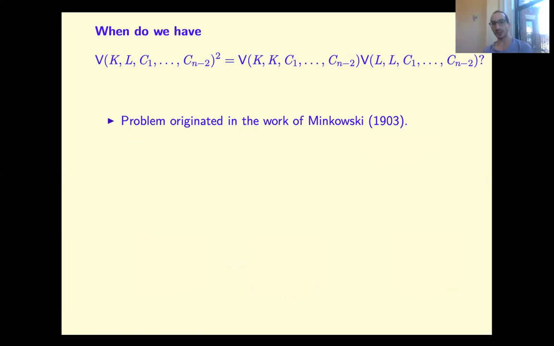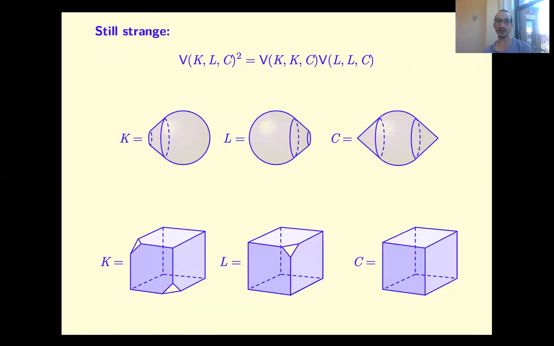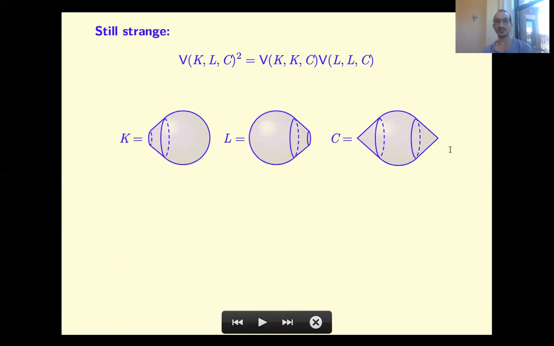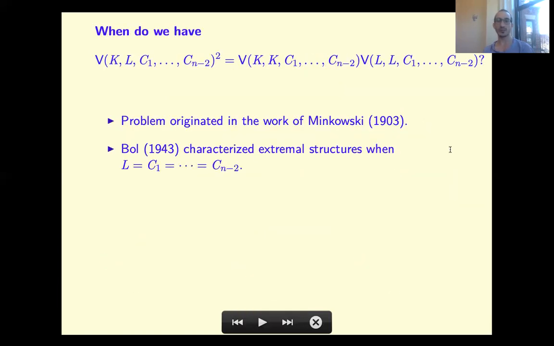So the general question that we're interested in is, when do we have the equality case in complete generality? This is a problem which goes back quite a long time ago. It goes back to the work of Minkowski in 1903. He was the one who developed the theory of convex bodies. And in fact, he also discussed this particular equality case. He states that these are the only equality cases of this inequality. He didn't prove it. The proof really came only in '43 by Bol, who actually proved more than that.